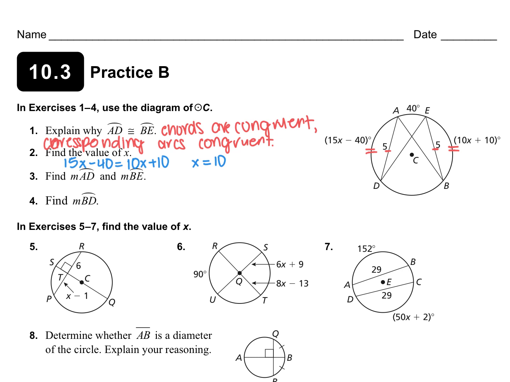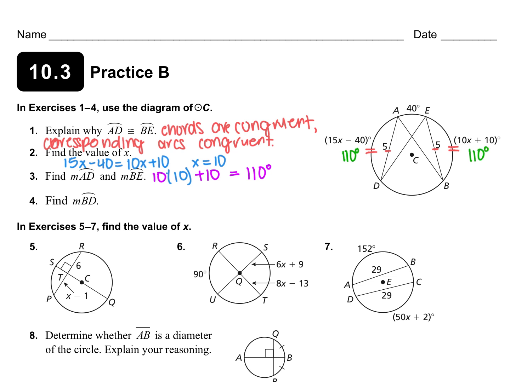So all you had to do was plug it in. You're plugging in 10 for the x. So you have 10 times 10 plus 10. If you solved it correctly, you should have had 110. So I'm going to go ahead and write 110 underneath.